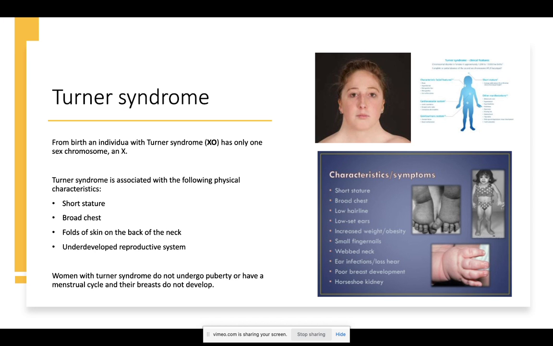So again, Turner syndrome here, just kind of going over the physical characteristics. I've listed a slide over here for visual representation. They have small fingernails, web neck, poor breast development, short stature and broad chest. Just kind of seeing that web neck over here. Just want you to recognize that this is an example of an abnormal number of chromosomes where they have 45. And again, this is due to meiotic non-disjunction.